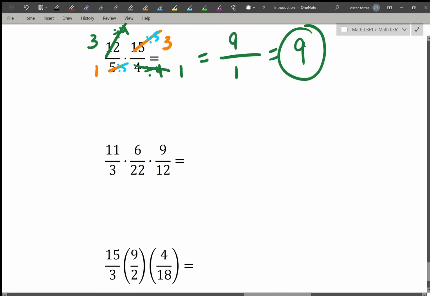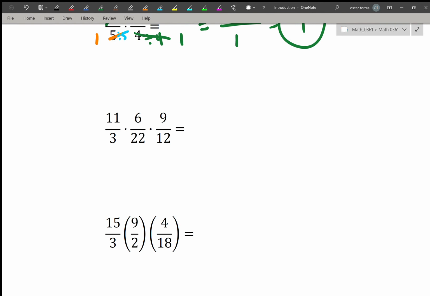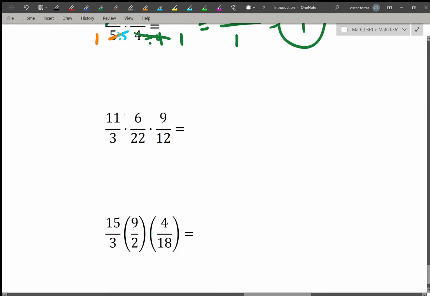So here's another case in which doing that simplification with the diagonals will really help. Otherwise, you would be multiplying numbers from left to right and there would be extremely large numbers, especially in the denominator. We don't want to have to multiply 3 times 22 times 12. It'll just be a waste of time. So instead, what we can do is look at the diagonals like we did in the last problem.